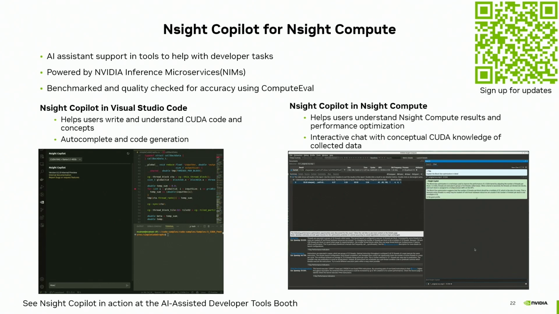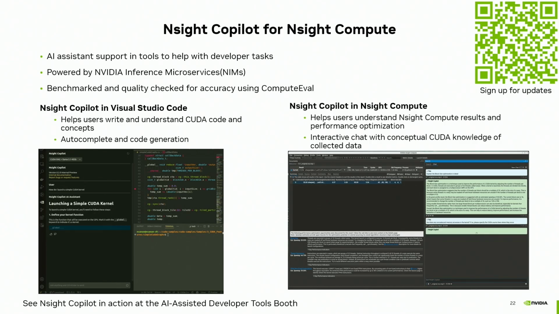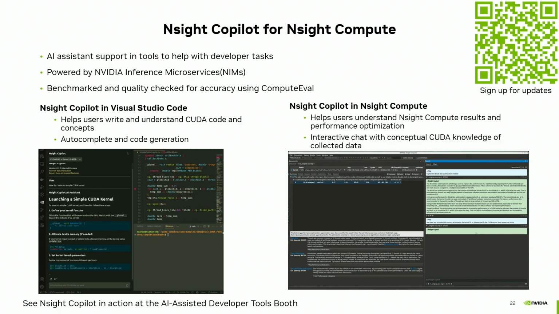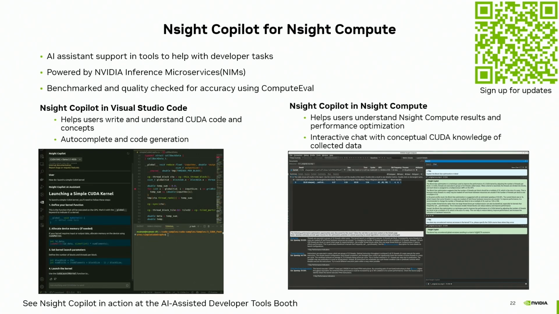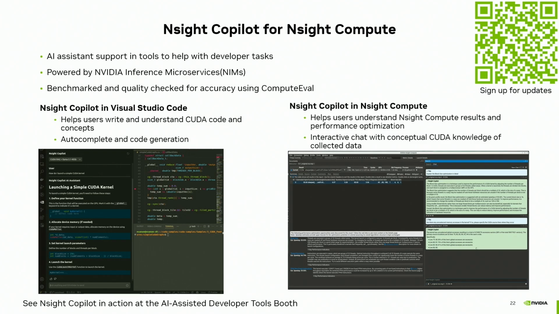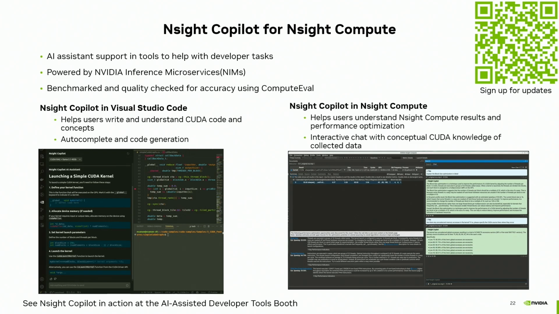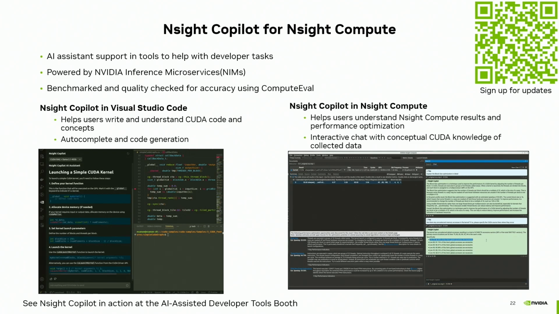And last but certainly not least, we have an exciting announcement for a private beta for NSight Copilot, which you can see in action today at the AI-assisted developer tools booth. The two NSight Copilots that you see here are directly integrated into the Visual Studio Code development environment and the NSight Compute kernel profiler.